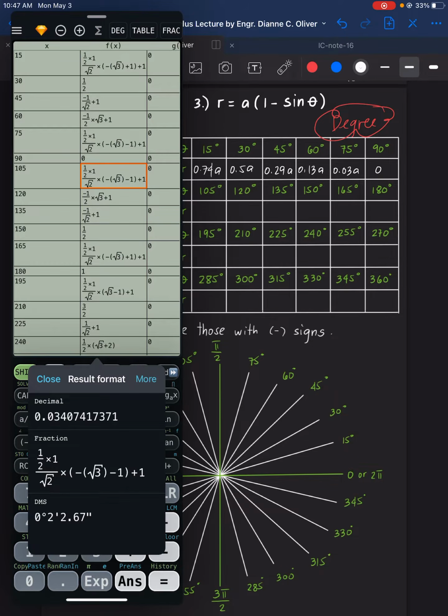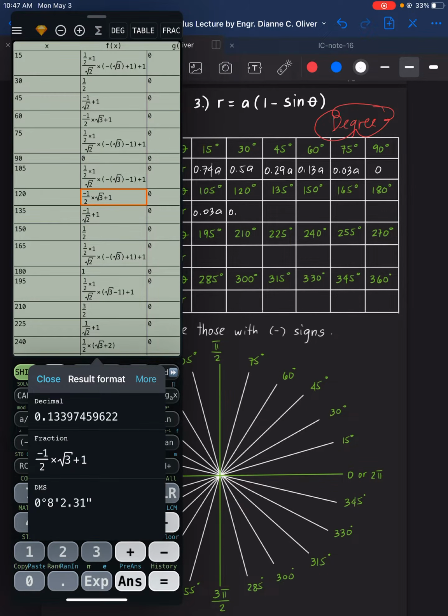90, 0. Then we have 105 as 0.03. Unless you know already what this equation is. 120. I will show you what that is by sketching the curve.